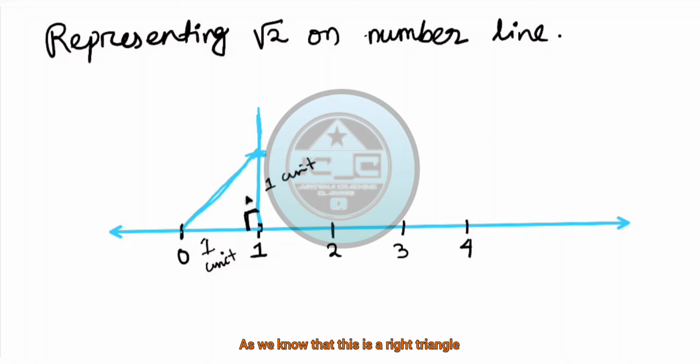As we know, this is a right triangle. If this is 1 unit and this is 1 unit, then we would have the hypotenuse as √2 units, right? And how to represent this distance on the number line?